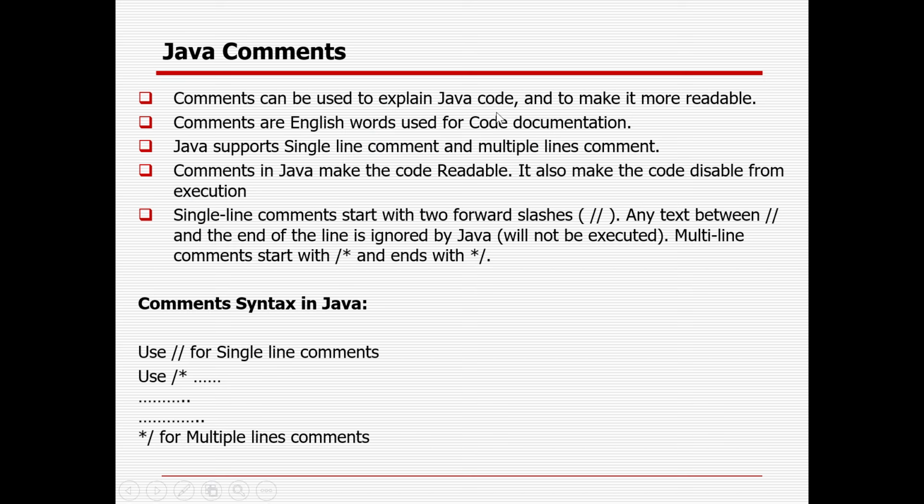Comments can be used to explain the Java code objective and to make it more readable. Comments are English words used primarily for code documentation. Java supports single line comments and multiple line comments. Comments in Java make the code readable. They also make code disabled from execution. Single line comments start with two forward slashes. Any text between the slashes and the end of the line will be ignored by Java. And multi-line comments start with slash star and end with star slash.